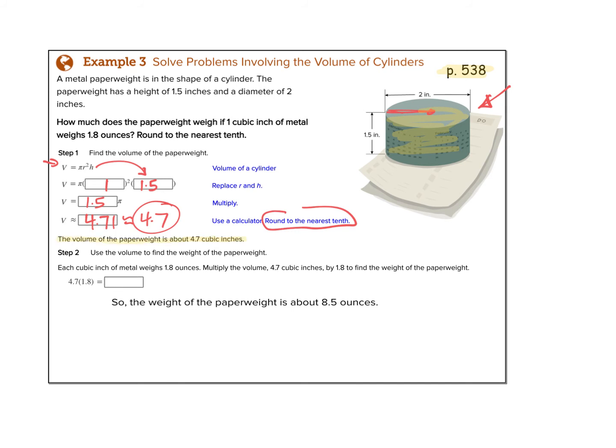Okay, now I want to find out what the paperweight actually weighs. So it says every 1 cubic inch of metal weighs 1.8 ounces. So if I just had 1 cubic inch, I would have 1.8 ounces. 2, I would do 2 times 1.8. 3, I would do 3 times 1.8. Well, I have 4.7 cubic inches. So that means I need to do 4.7 times 1.8. And I end up with 8.46 ounces. So that is how much that paperweight weighs.